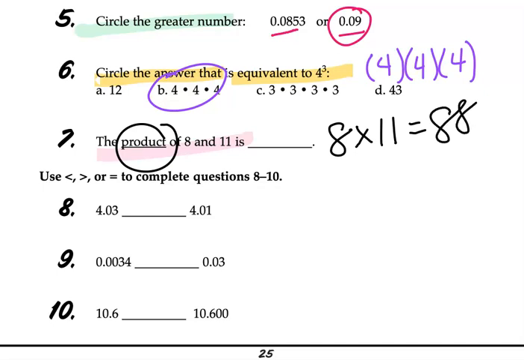All right, and for this last section of problems, we have a less than sign or greater than sign and an equal to sign. We're going to be comparing some values. And once again, I'm going to think about these decimals in terms of money. So I'm going to read this as $4.03. And I'm going to read this as $4.01. And so now I can easily see that $4.03 is greater than $4.01.